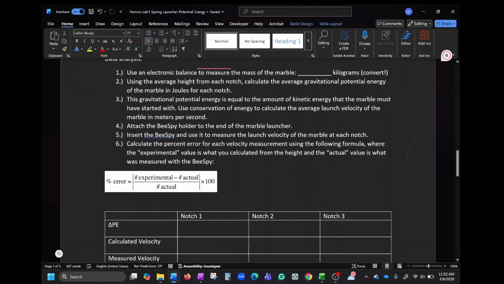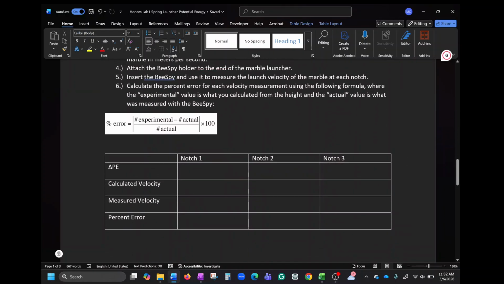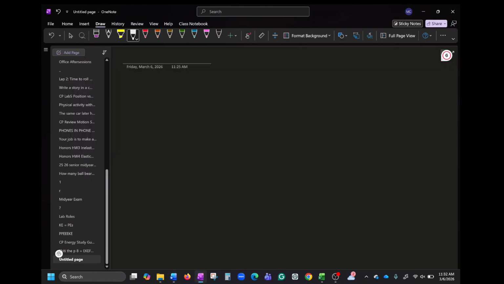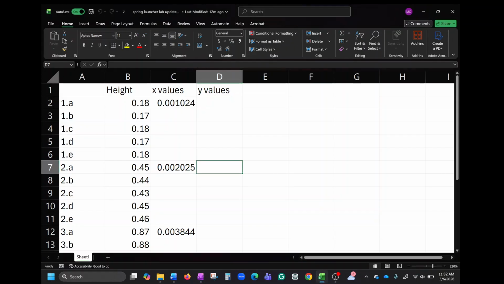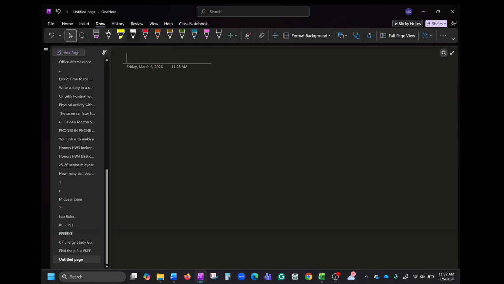So some teams may need to finish this table here, which is going to be using the height values to calculate potential energy. From that, get the velocity of the ball as it left the launcher. Then compare that to the actual measured velocity, which would be the value that you get from the sensor that you attach to the end of the launcher. So we'll go to this, and I'm going to grab real quick just a piece of data. We'll use 0.18 for a height value.